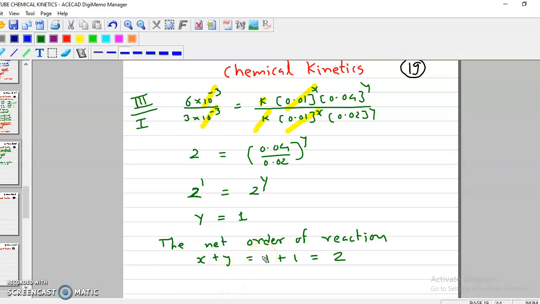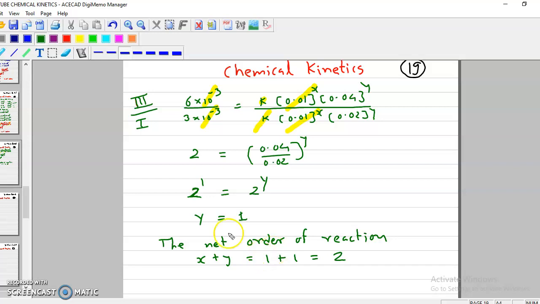H2 plus I2 gives 2HI is a second order reaction. Here molecularity is also 2 and order of reaction is 2. Such reactions are known as elementary reactions. So when order of reaction and molecularity are the same, we consider them as elementary reactions.